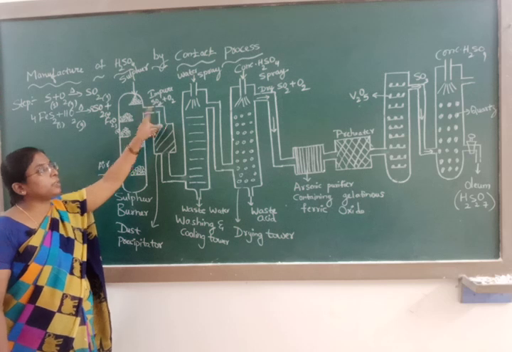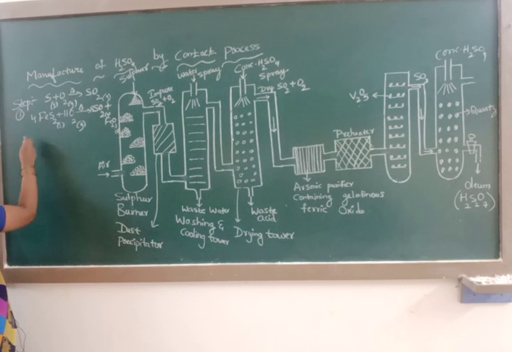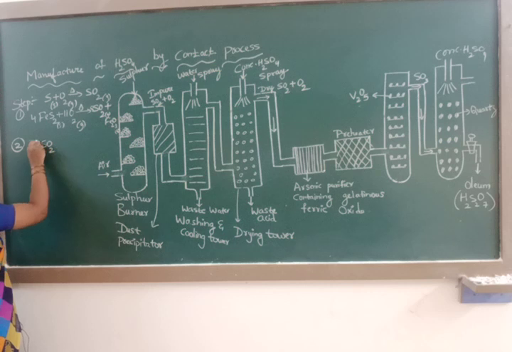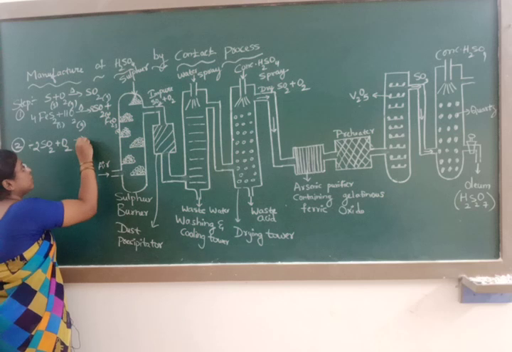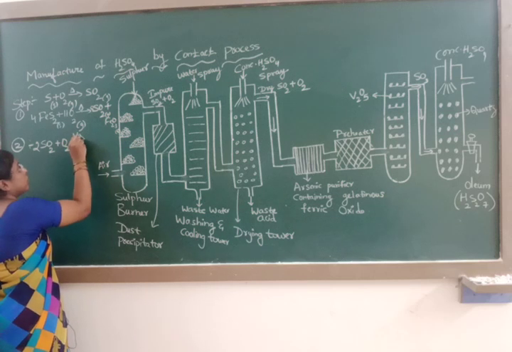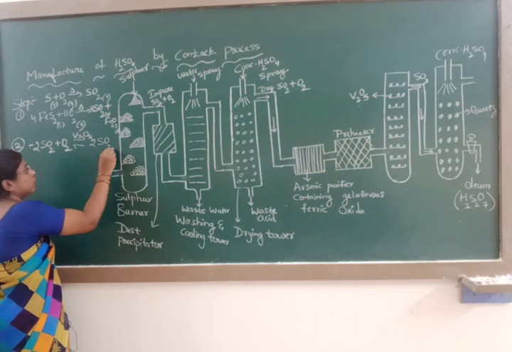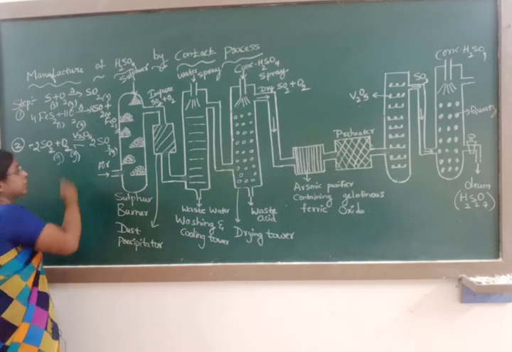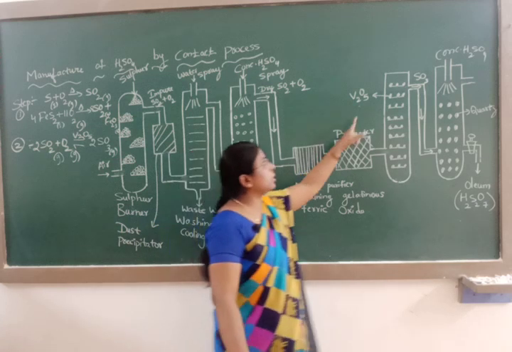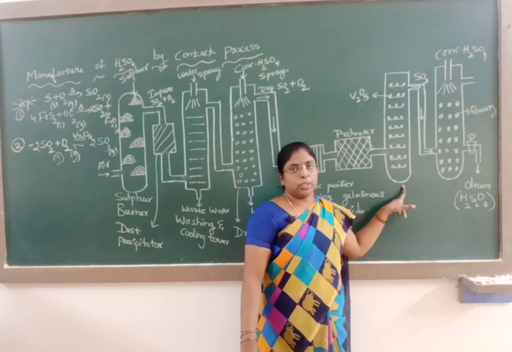The obtained sulfur dioxide, this is step 1. Step 2, the sulfur dioxide reacts with oxygen in the presence of vanadium pentoxide, V2O5, as a catalyst to form sulfur trioxide, SO3 gas. This takes place here, where sulfur dioxide reacts with oxygen in the presence of vanadium pentoxide as a catalyst to form sulfur trioxide in a catalytic chamber.